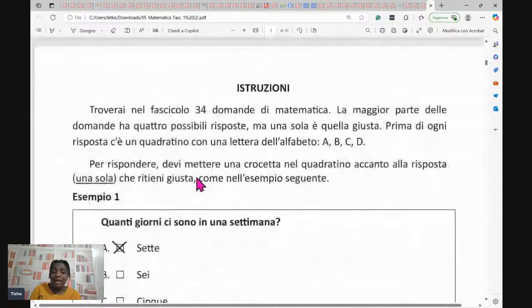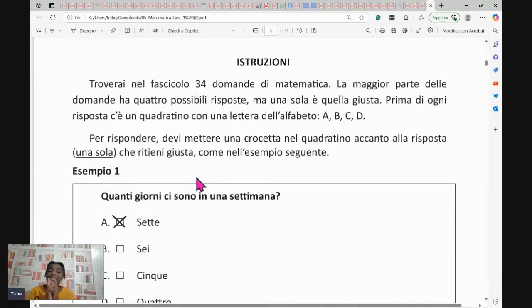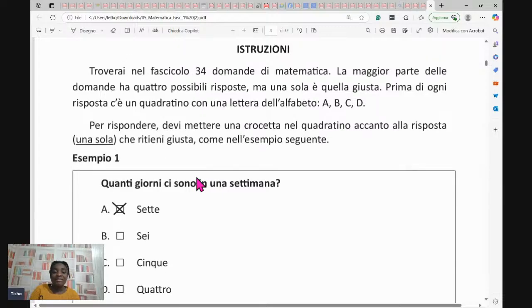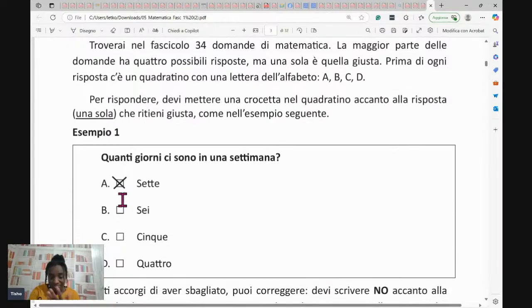Now, for this exam, there are 34 questions, and the major part of the questions have 4 possible answers, but there is only one correct answer. So you will see the answers listed from A to D, A, B, C, and D. And then just near the letters, you will see a small square. Now, the small square is where you need to cross.